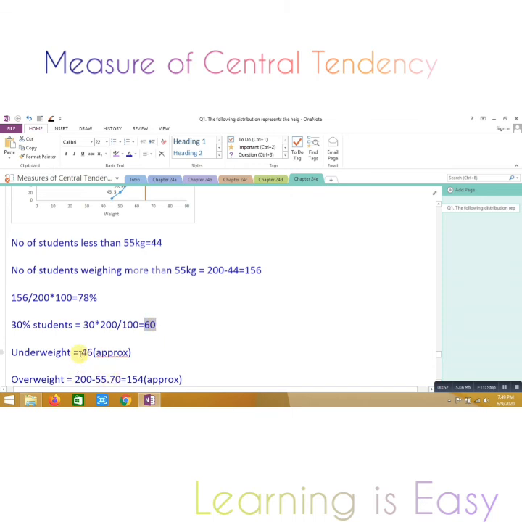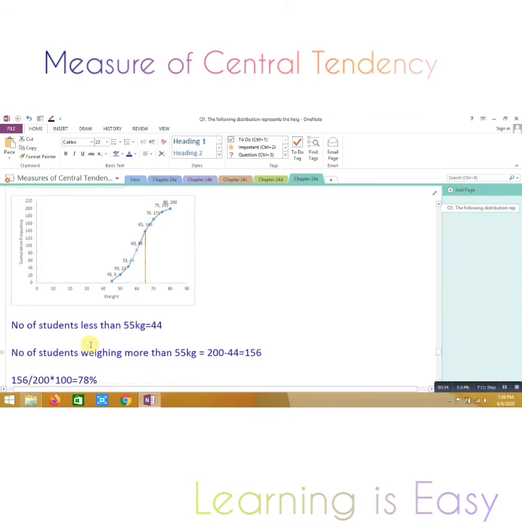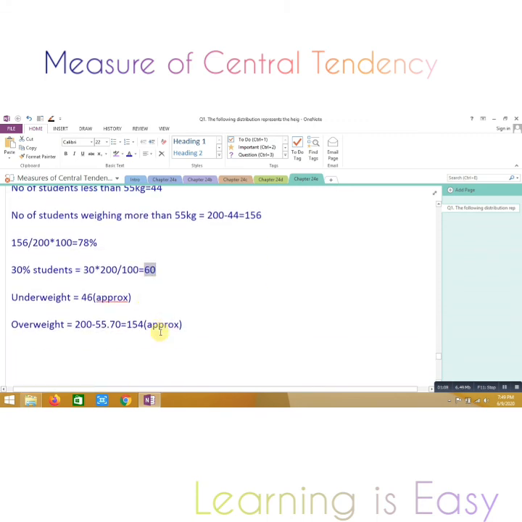So underweight is 46. You have to draw just a line and see. You'll get it. Trace a line. Hope this is clear for this question.